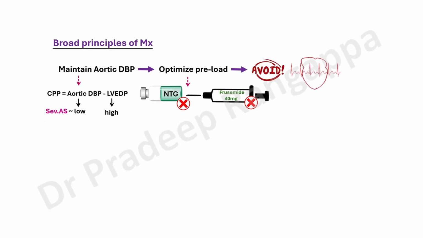So you can use beta blockers, you can use ivabradine, and so on and so forth. And tachycardia is not good, as we understand, for your coronary perfusion and your diastolic filling.